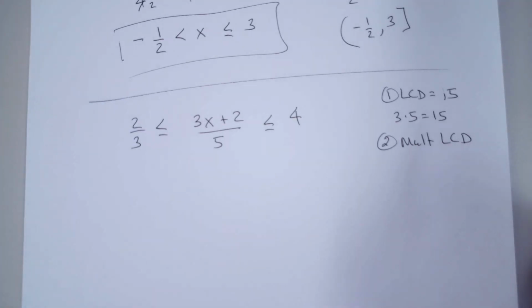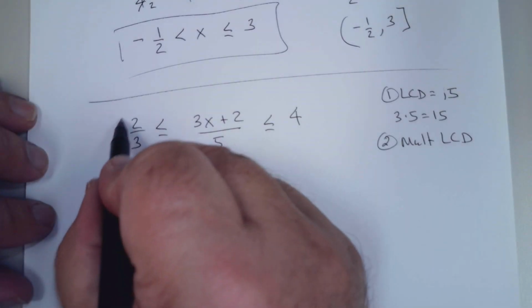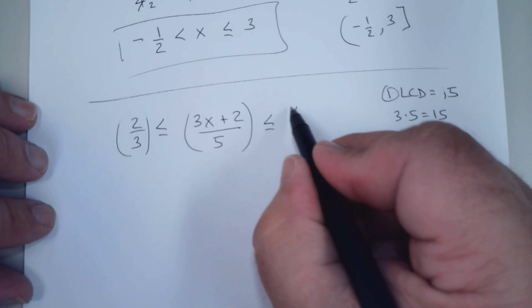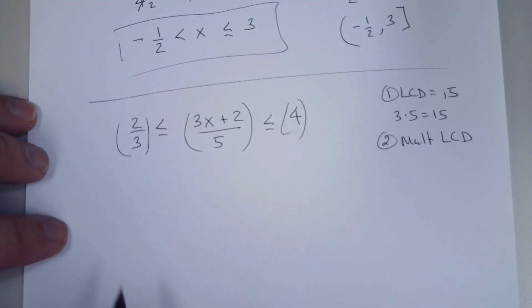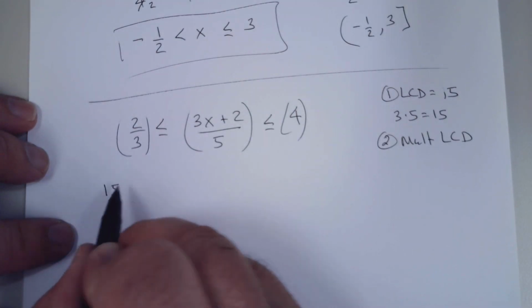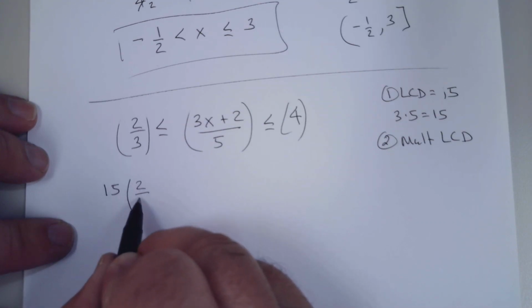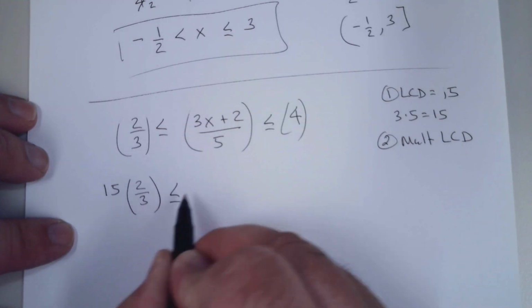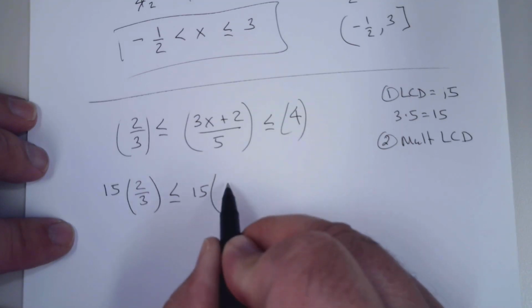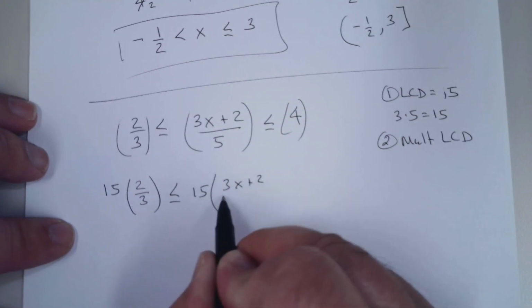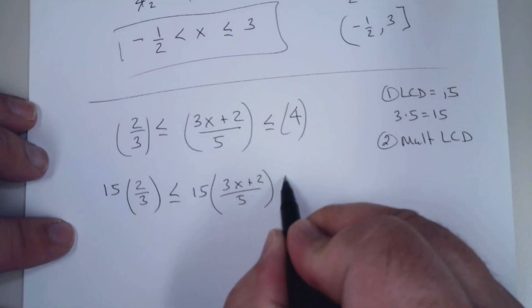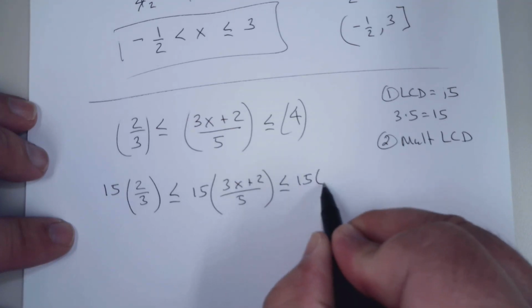Multiply the LCD to each term. So there's a term, there's a term, there's a term. So I'll put 15 in front of each of these parentheses. X plus 2 over 5 less than or equal to 15 times 4.